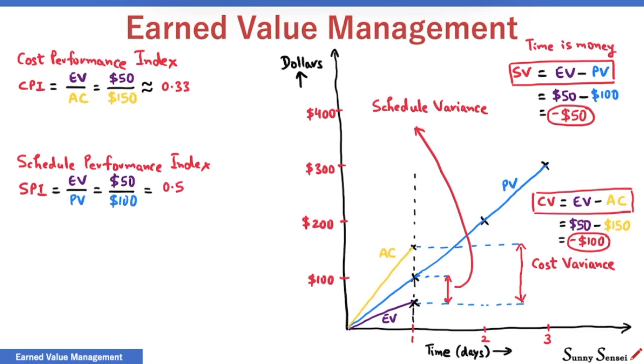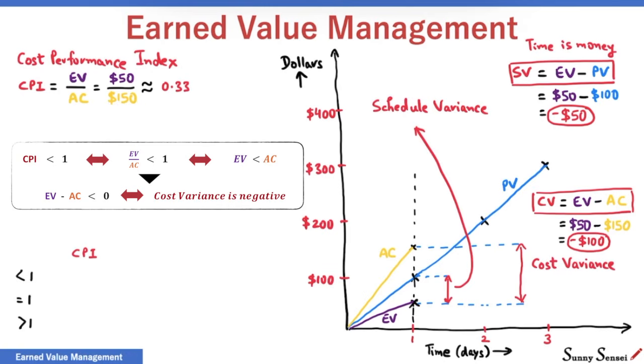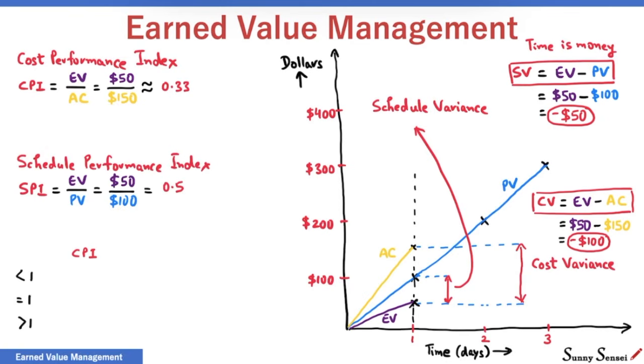We know the formulas for CPI and SPI, but we still don't know how to interpret these parameters. We will start with CPI, and we will consider three cases: CPI less than 1, equal to 1, and greater than 1. When CPI is less than 1, it means earned value is less than the actual cost. Cost variance is negative. We have a cost overrun.